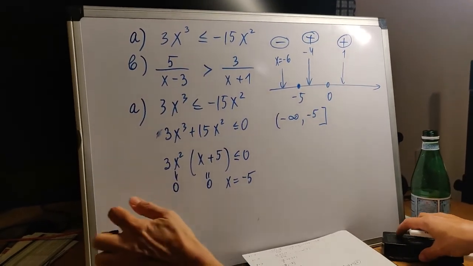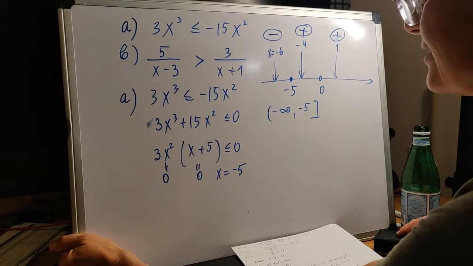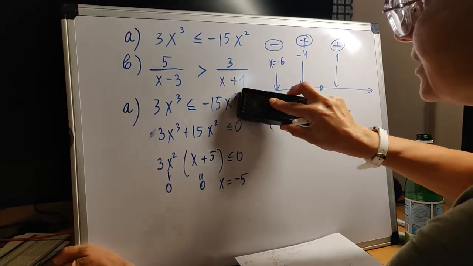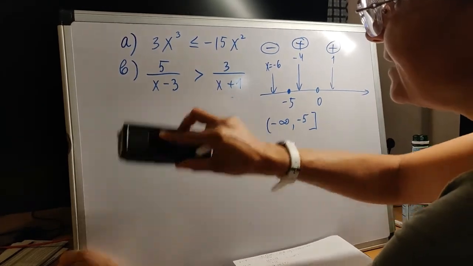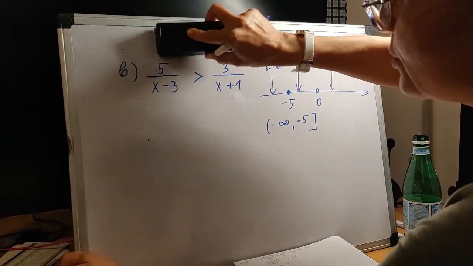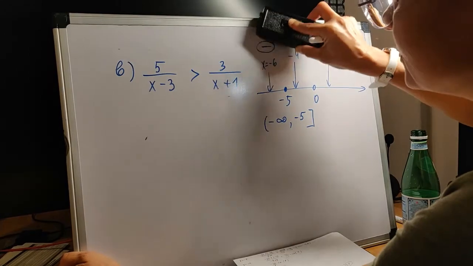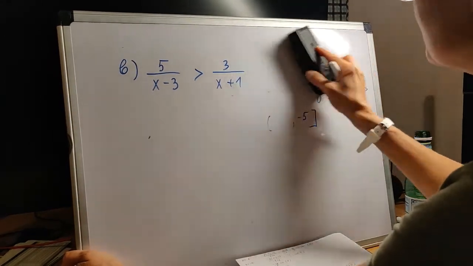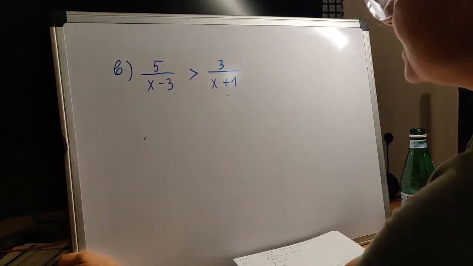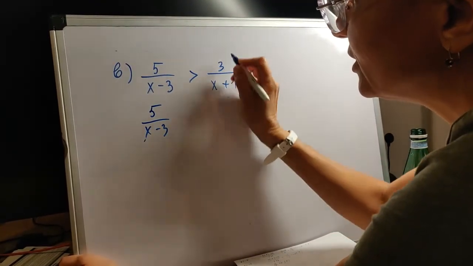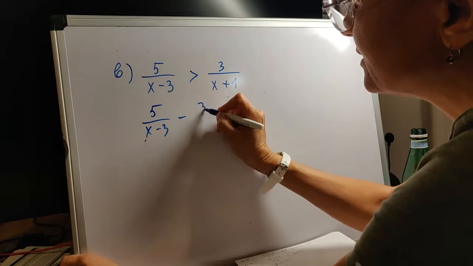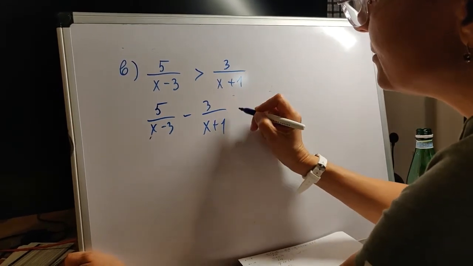Let's move to the second inequality. I'm going to erase all the solution of the first inequality, and the first inequality itself from the board, so it's not going to confuse us. Maybe it was not a good idea to put two of them at the same time on the board. For the second inequality, I'm going to compare everything to 0. I'm going to move this expression to the left side and bring it to a common denominator.